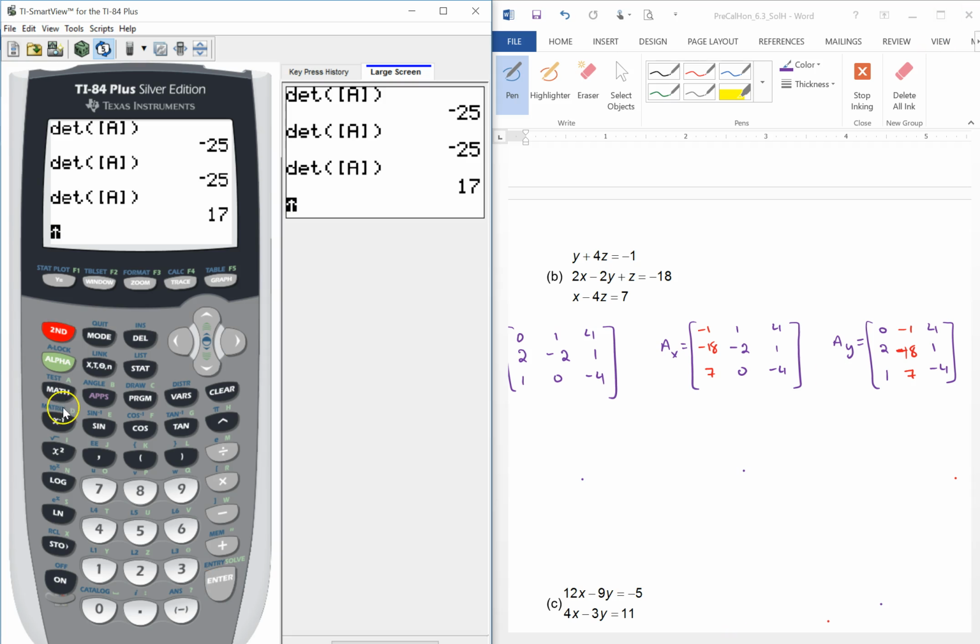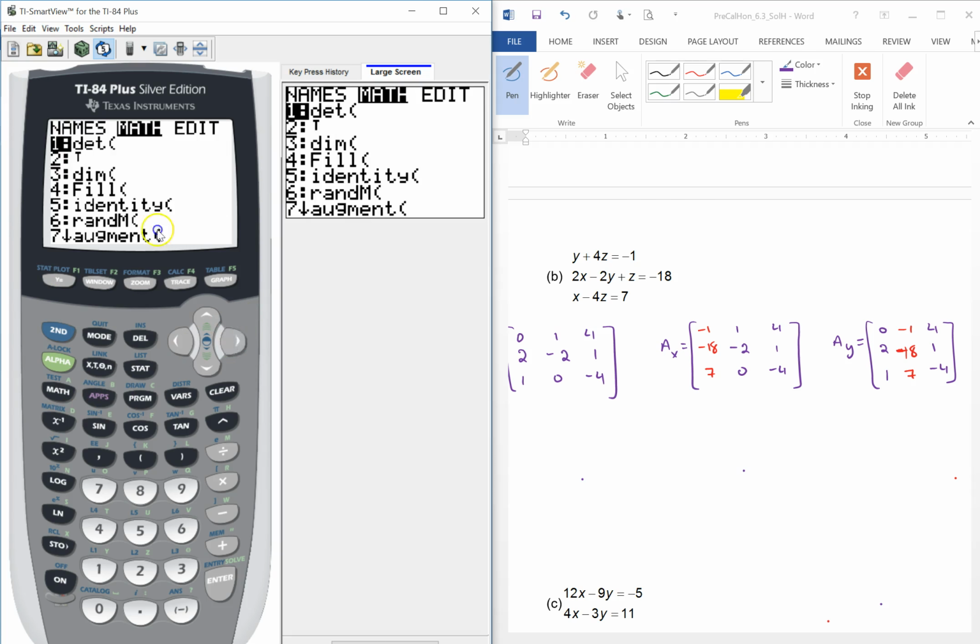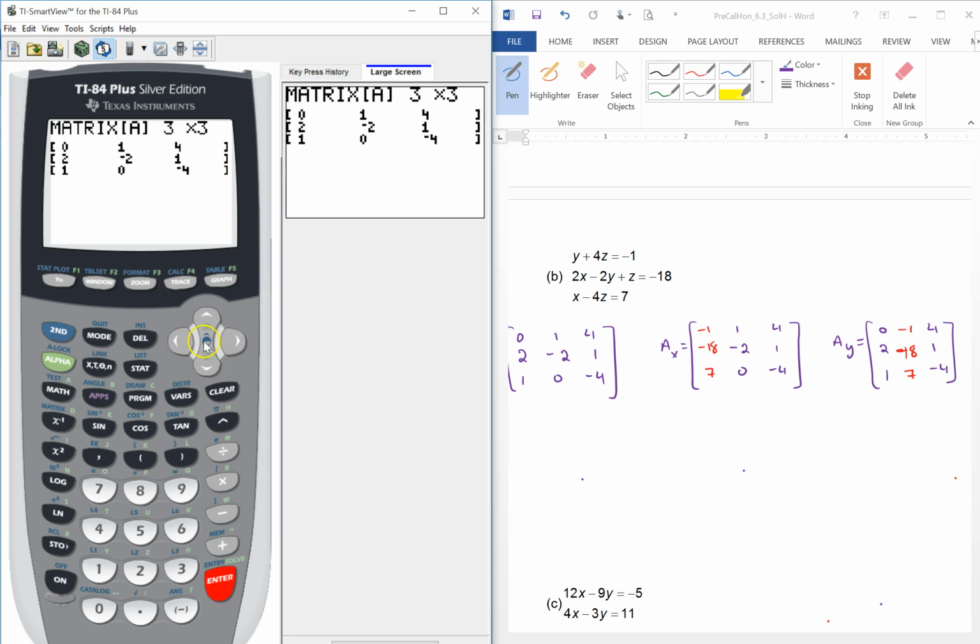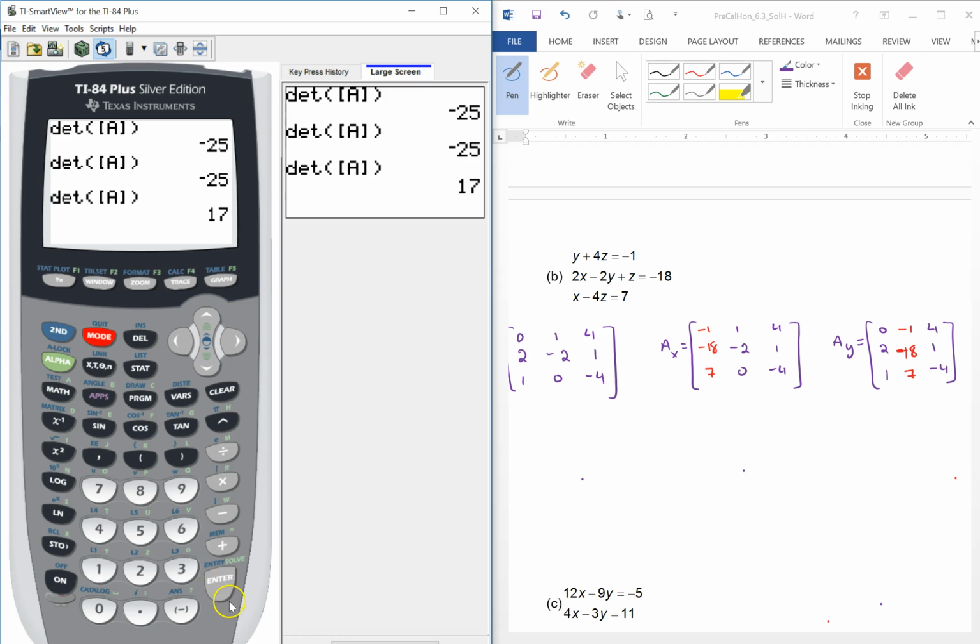Now for the other one, look, second matrix again, we're going to edit. So watch up here for a minute what I do. Press the right arrow until you go to the first entry. So for the first one, I'm going to do negative 1. Now press the down arrow, not enter, down arrow. Now press the down arrow again, negative 18, press the down arrow, 7. So this is a quick way of changing that matrix. And now look, I go to my home screen, press enter, and that's my new determinant.